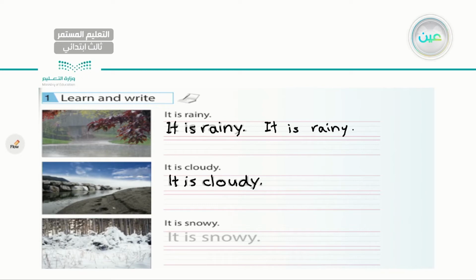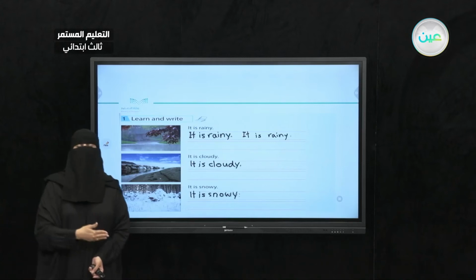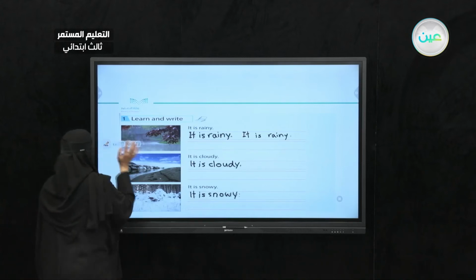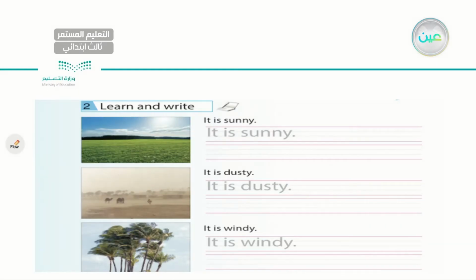Moving to the next sentence. What's the weather like? It is snowy. Look at the picture. It's very cold. It is snowy. Okay? Practice writing these sentences several times. Let's move to the next one. Also, you can find this. We have different weathers here. What's the weather like? It is sunny. Go ahead and copy it here.